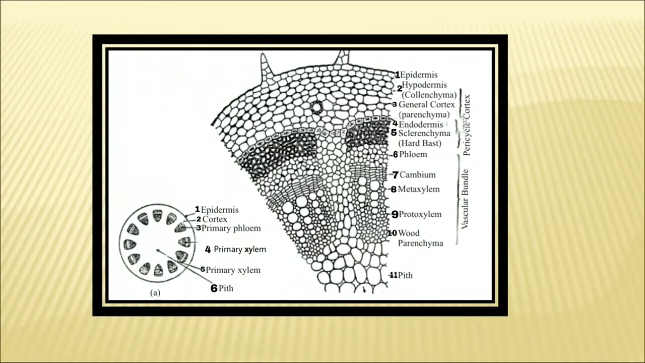Endodermis marks the special layer which demarcates the outer portion from the inner vascular structures. Endodermis generally has thick walls, and there are a few cells which have thin walls. They allow the passage of fluid through them. Number 5 is sclerenchyma, the hard bast.